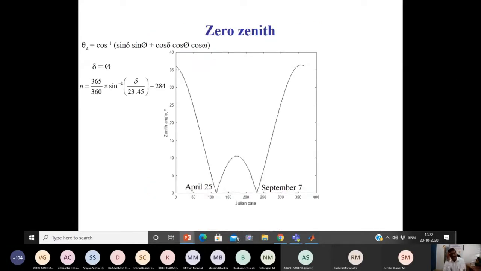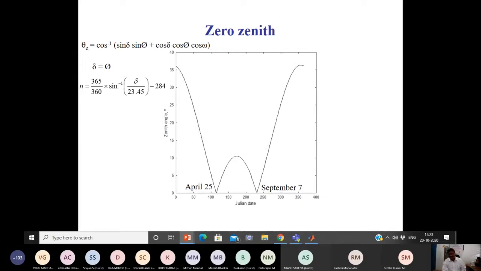In this location, I think it is 12 degrees or 13 degrees I plotted. The 2 times zenith is coming at around April 25th, 0 zenith is coming. Again, September 7th, 0 zenith is coming. That means they can feel 2 times a 0 zenith angle, that means the sunbeam is exactly falling overhead. That is 2 days they can feel on the 0 zenith position.